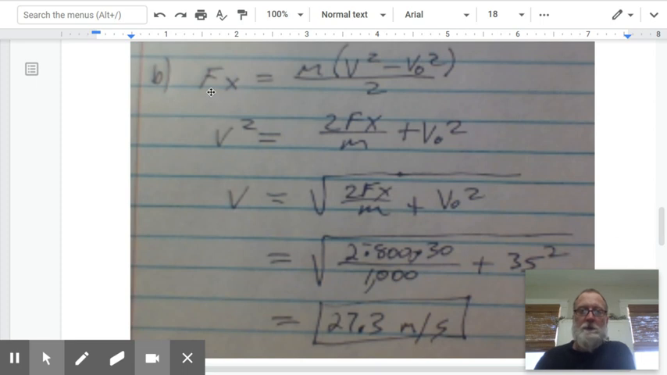Starting with the same equation, work, force times delta x, equals 1/2 m delta v squared. And in this case, I want to find final velocity. So I'm going to rearrange for final velocity. I'm going to multiply both sides by 2, so I get 2fx. And I'm going to divide both sides by m, so I get 2fx divided by m. And then I'm going to add v0 squared to both sides. So my equation looks like this. But we still have a v squared over here, so we're going to take the square root of both sides, and we end up with the square root of 2fx over m plus v0 squared.